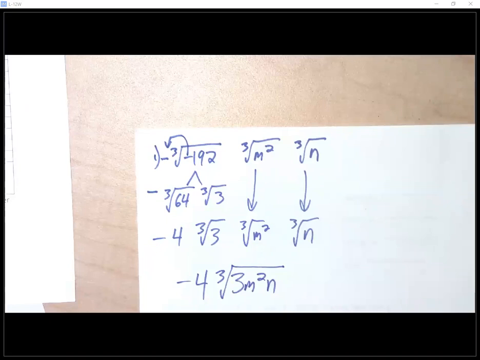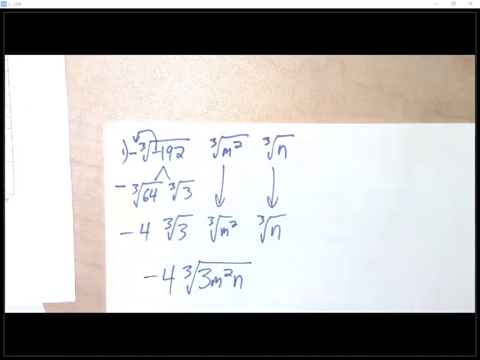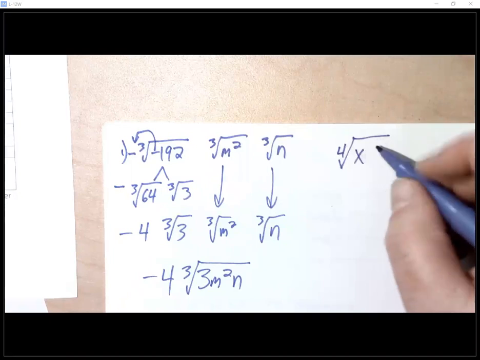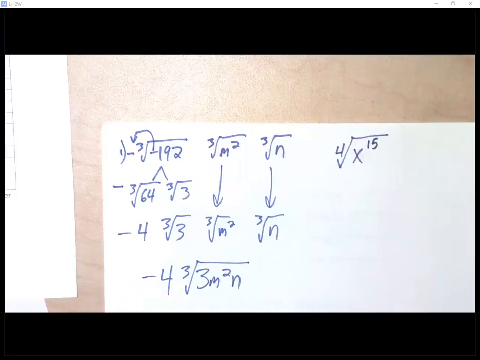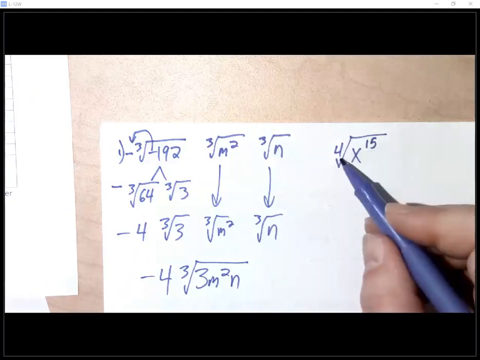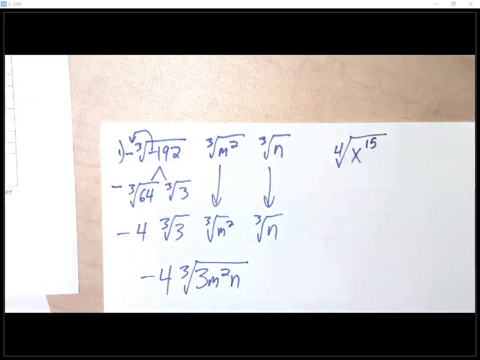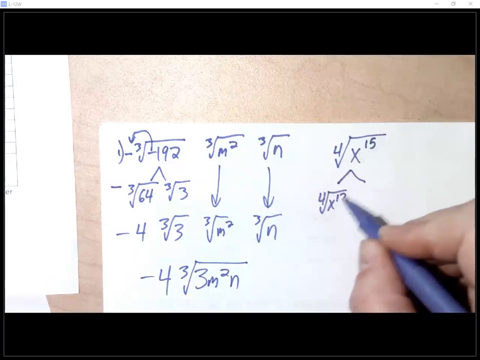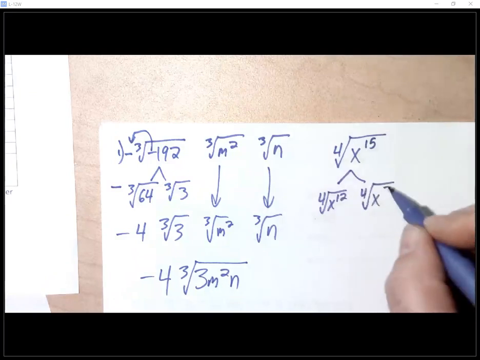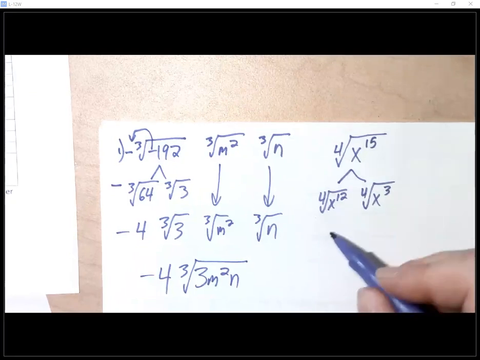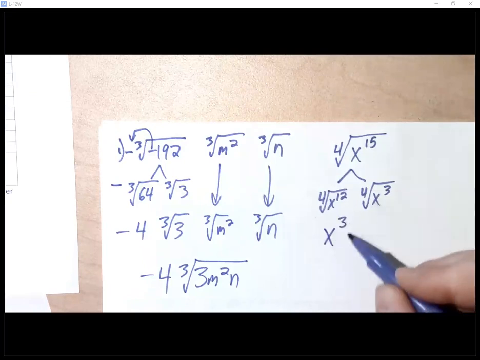Let me just refresh your memory real quick. If you had something like, let's say I was trying to do the 4th root of x to the 15th. So just as a separate example, I can't do 15 divided by 4. I can't do 14 divided by 4 or 13 divided by 4, but I can do 12 divided by 4. So I keep going down until I hit one that works. So that's going to split into the 4th root of x to the 12th and the 4th root of x to the 3rd. What is the 4th root of x to the 12th? X to the 3rd. And that's just going to stay 4th root of x to the 3rd.